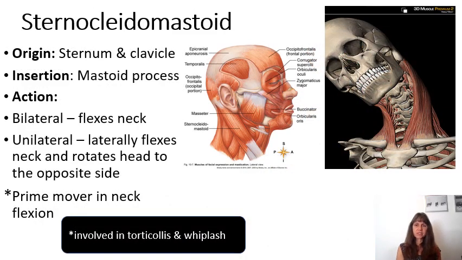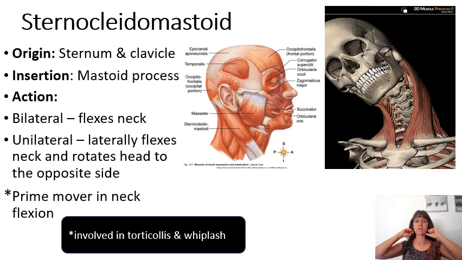The next muscle we're going to look at is sternocleidomastoid. Sternocleidomastoid originates on the sternum and the clavicle and inserts on the mastoid process of the temporal bone.